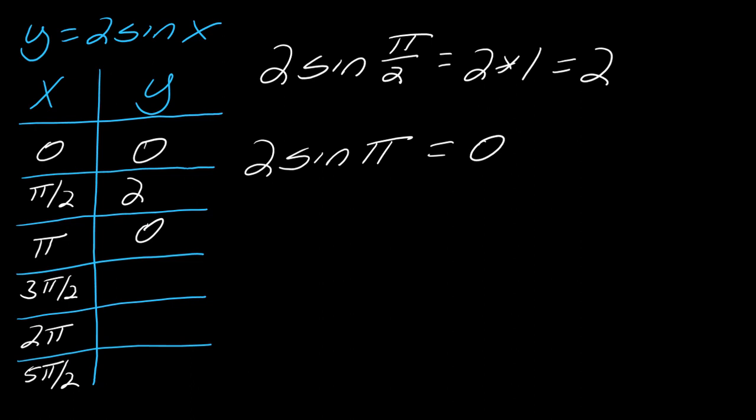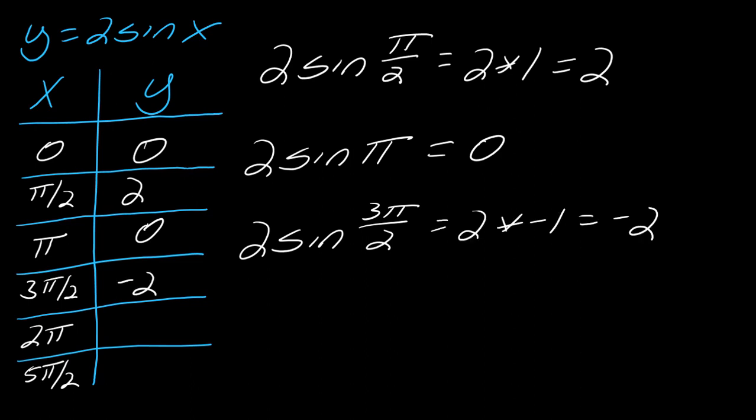I would recommend that you pause the video and try to fill in the rest of the table to make sure that you've got this and that you're finding the right points. And then you can hit play when you're ready. So if I plug in 2 sine 3 pi over 2, that'll come out to 2 times -1, which just equals -2. And then my last 2 points, 0 and 2. So you can see that pattern starting over again.